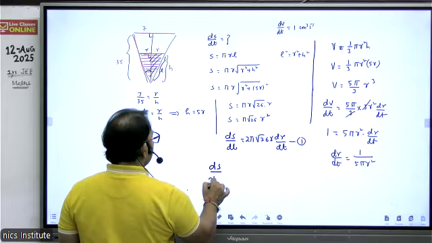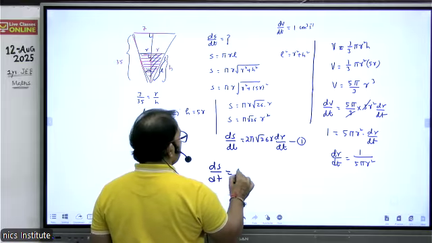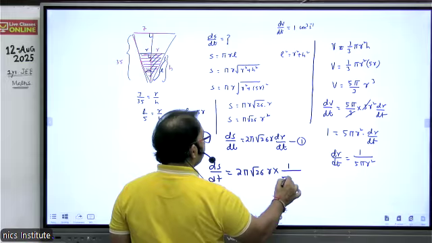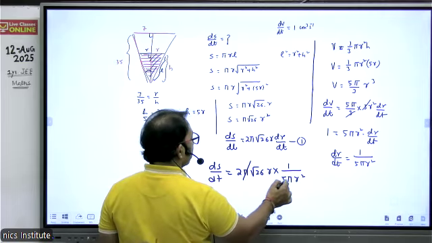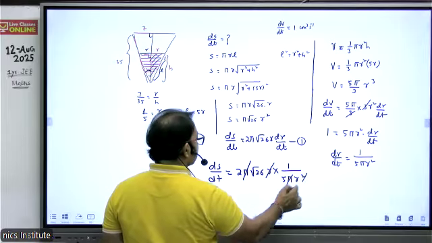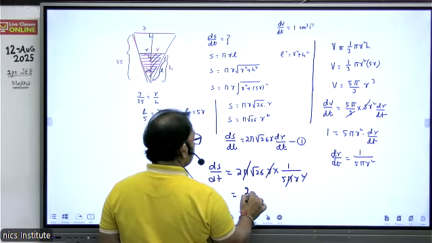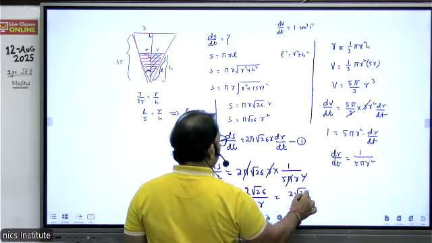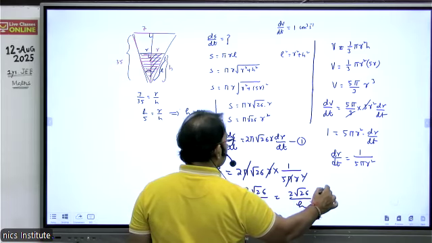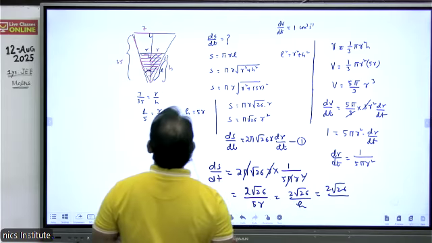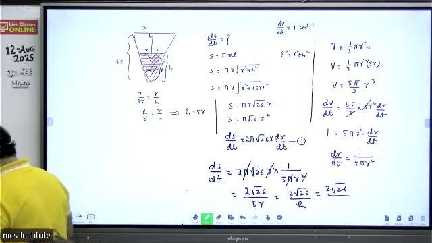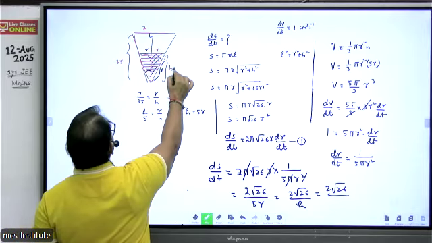So ds by dt will be 2 pi root 26 r times dr by dt, which is 1 by 5 pi r square. Pi and pi cut, one r will also cancel out. So it will be 2 root 26 by 5r. But what is 5r? 5r is equal to h. And what is h given to us? When the height of the water level is 10, h is 10.